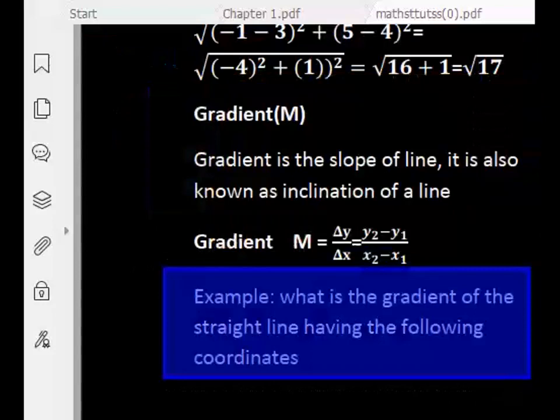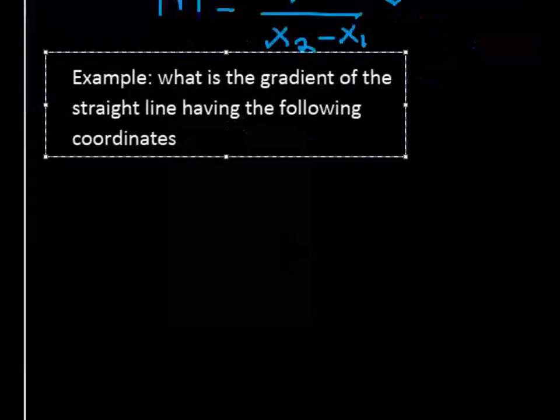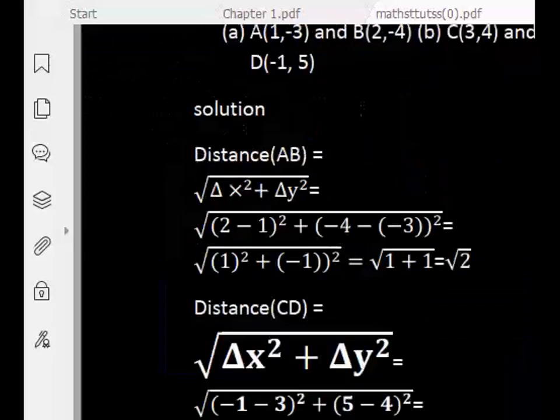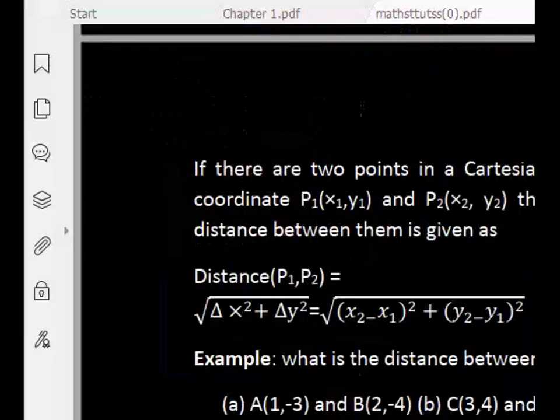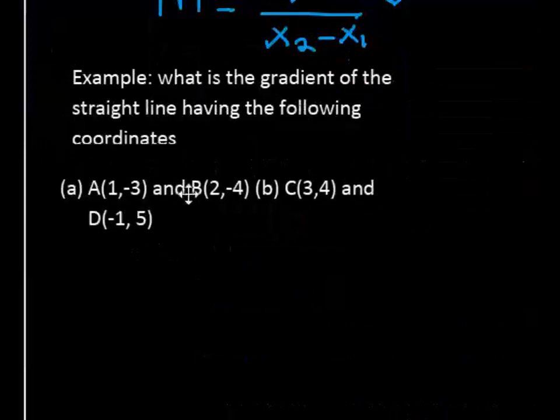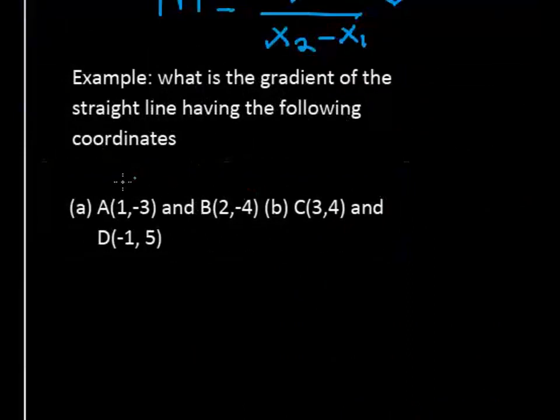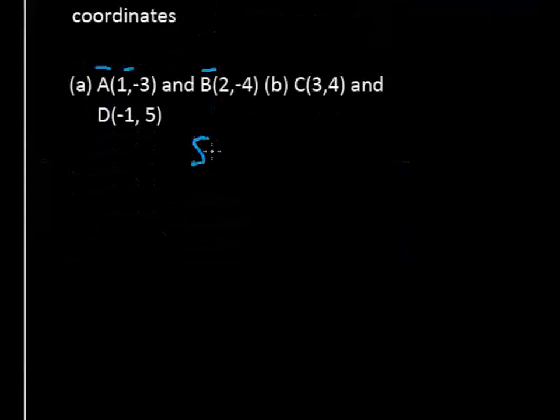I'm going to bring some questions on the screen. So here we go. What is the gradient of the straight line having the following coordinates? So AB with these coordinates, and of course C. We are looking for the slope. Solution.